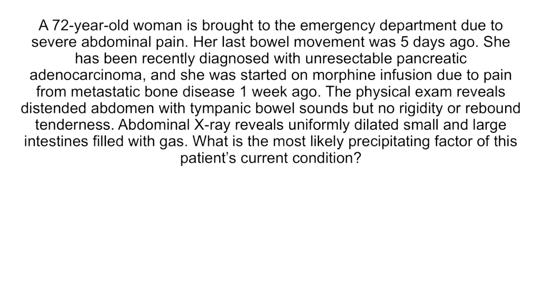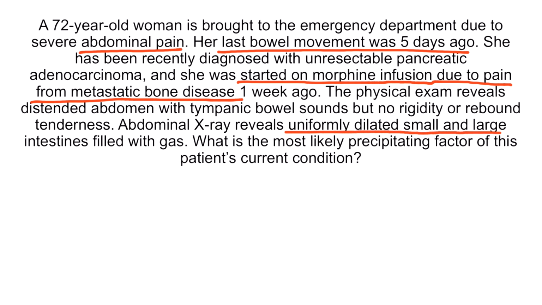So what is the most likely precipitating factor of this patient's current condition? This patient presents with abdominal pain and absent bowel movements for the last 5 days. She was started on morphine infusion due to pain from her metastatic pancreatic adenocarcinoma. Abdominal X-ray reveals uniformly dilated small and large intestines filled with gas. These findings together are suggestive of a paralytic ileus.